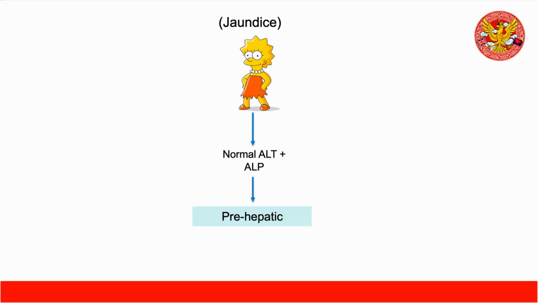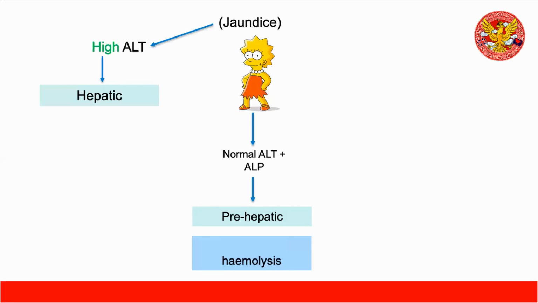And this is because, if you remember the diagram at the beginning, ALT is associated with hepatocellular injury, and ALP level increases are associated with cholestasis. So if they're normal, it suggests that the jaundice is maybe coming from somewhere else. If you have a predominantly high ALT, this suggests that it's a hepatic cause because it's hepatocellular injury. And the next step after that is to look at the AST to ALT ratio.